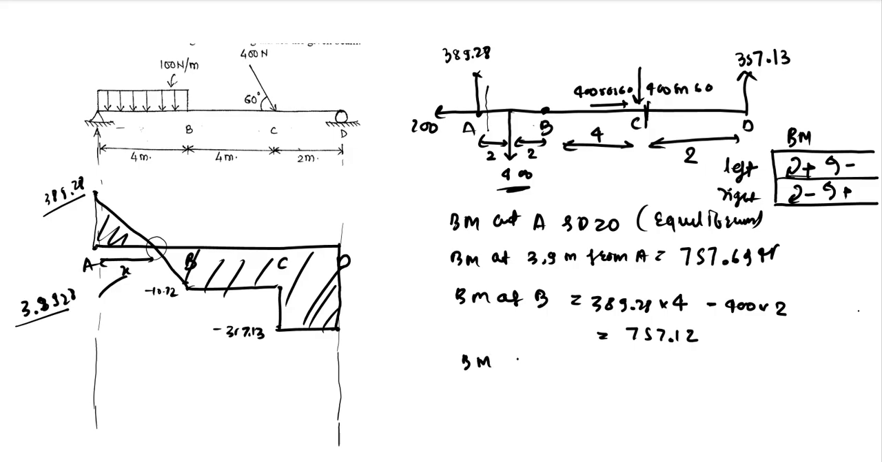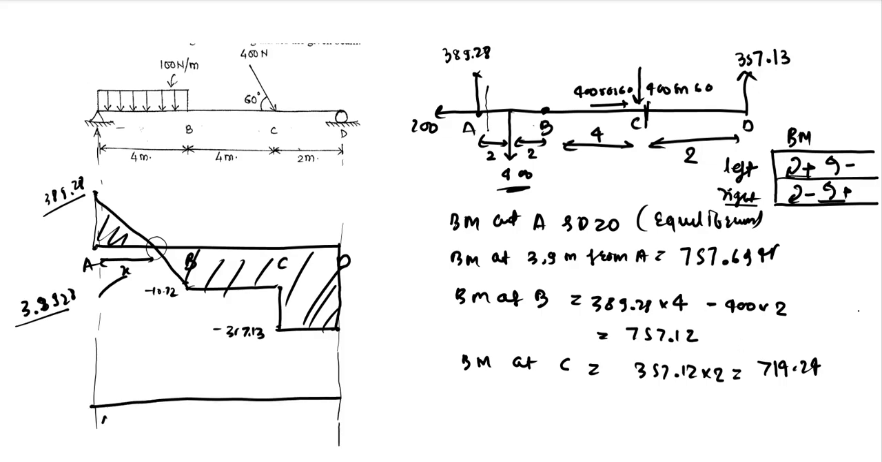Now the bending moment at C. Let us calculate from the forces on the right, because there is very little force on the right. Just the one force, which is 357.12 into 2, and it is an anti-clockwise moment. But now we are calculating from the right side, so anti-clockwise should be positive. So we have 357.12 into 2, which is 714.24, and the bending moment at D, as we have already said, is 0.